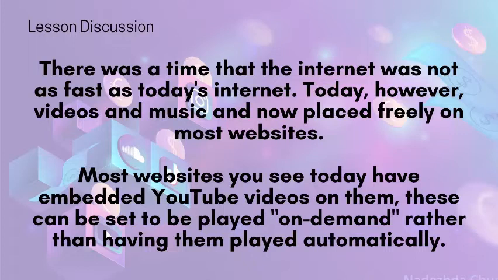CNN now hosts videos placed on their homepage, which was unthinkable in the past because of slow internet speed. Videos made back then were never on the homepage and can be viewed on demand or only when a user clicks on it. The same goes for high-quality images and background music. Most websites you see today have embedded YouTube videos on them. To remedy the problem that not everyone has fast internet access, these YouTube videos can be set to be played on demand rather than having them played automatically.